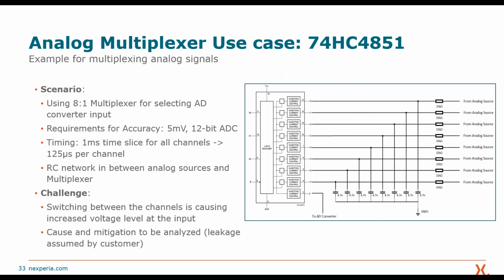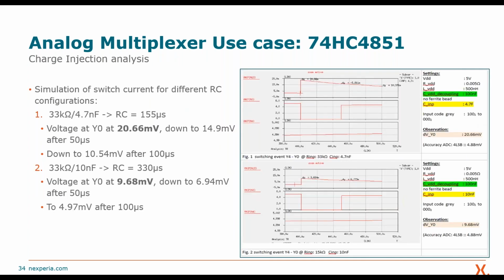So the analysis and the way to mitigate this issue was worked out. We can go to the next slide to see further details here. There was an experiment done with the multiplexer, in which one channel was switching, and the transient voltage was looked at on another channel to see how much charge is injected.